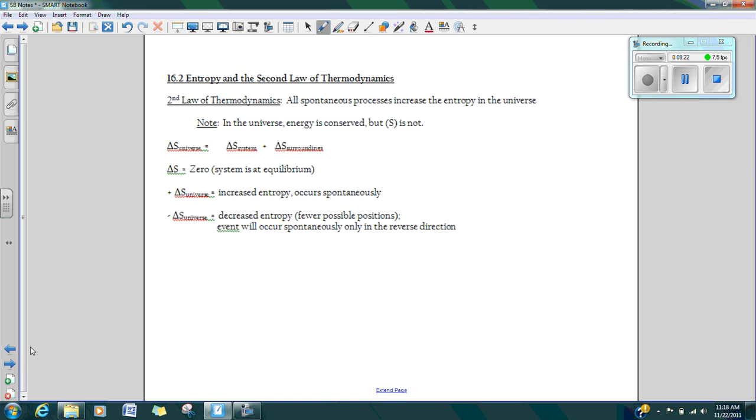So you just need to understand that entropy is abbreviated with S, and it increases, and that does not remain constant in our universe. We are creating more and more entropy all the time as our world continues to evolve.